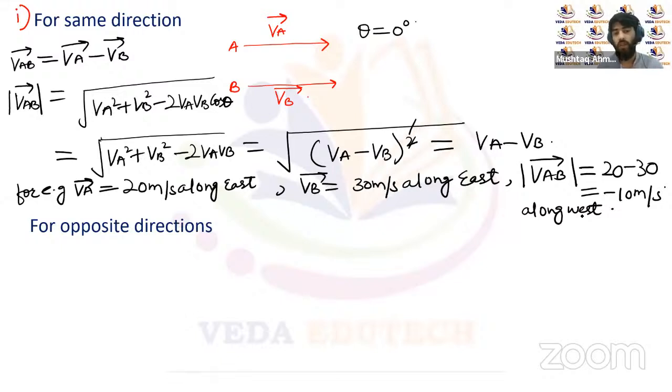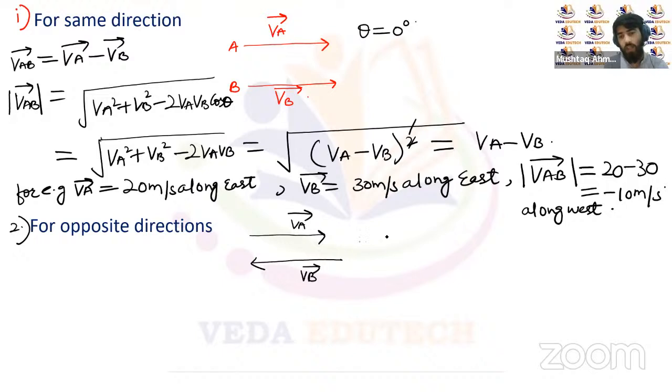If VA is equal to 20 meter per second along east and VB is equal to 30 meter per second along east, right? Now the second case is here. In the second case, let's suppose that both these particles are now moving opposite to each other, with the velocities VA and VB. It means that let's suppose VA is moving in this direction, and VB is moving opposite to it in this direction, right?